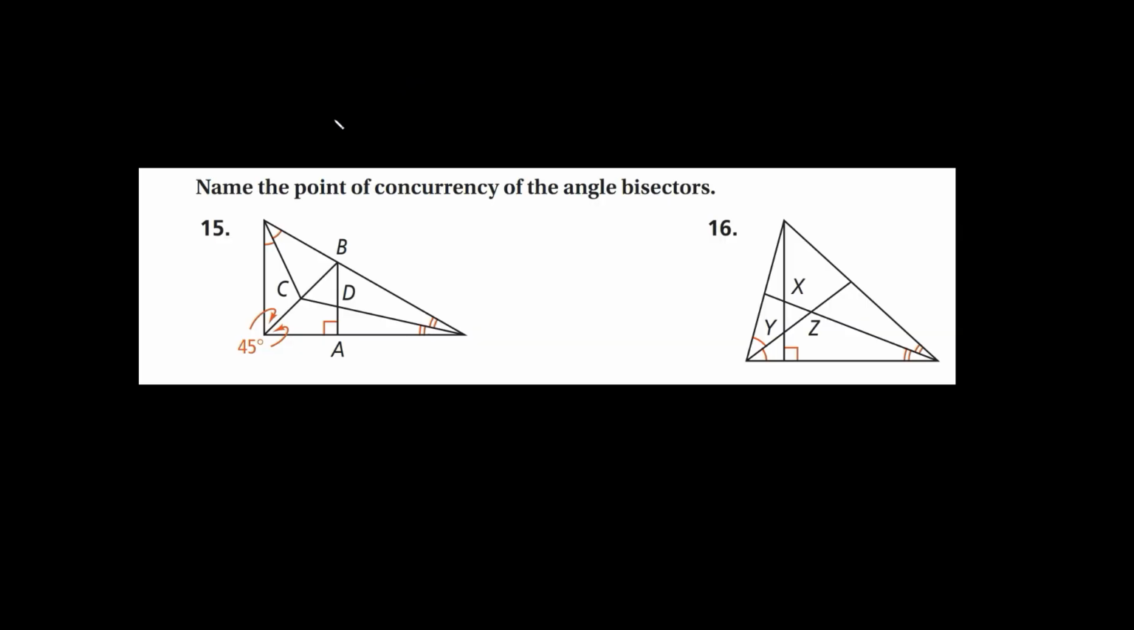Now I just want to go over a few quick examples. The instructions say, name the points of concurrency of the angle bisectors. Looking at 15, an angle bisector splits an angle in half. We have this angle up here, so this is the angle bisector. Same thing down here, we have this right angle, so this is the angle bisector. And over here, these two angles are the same, so the line in between them is the angle bisector. All 3 lines meet right here at C. So C is the point of concurrency.